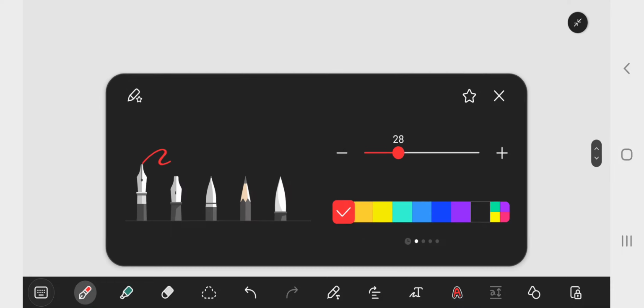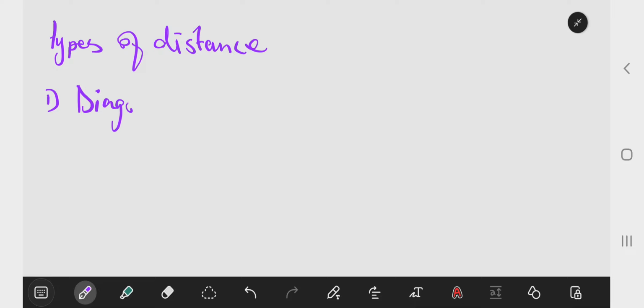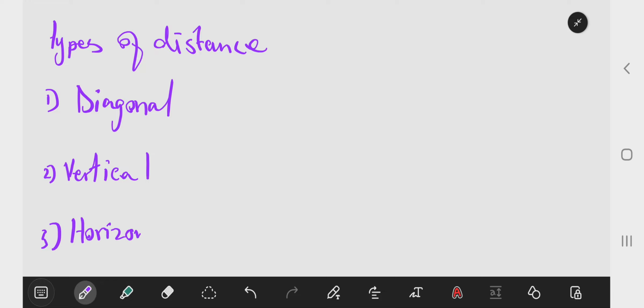Ati ngi-explain ama distance esizobe siwa calculator la, or the variations of a distance esingayi-calculate in 2 dimensions la kuma functions. So ama types of distance in 2D or in 2-dimensional. Sine diagonal distance, bese siba ne vertical distance, and then number 3 is ne horizontal distance. So in each and every type kunendlela yakhona you calculate, but using the same formula.